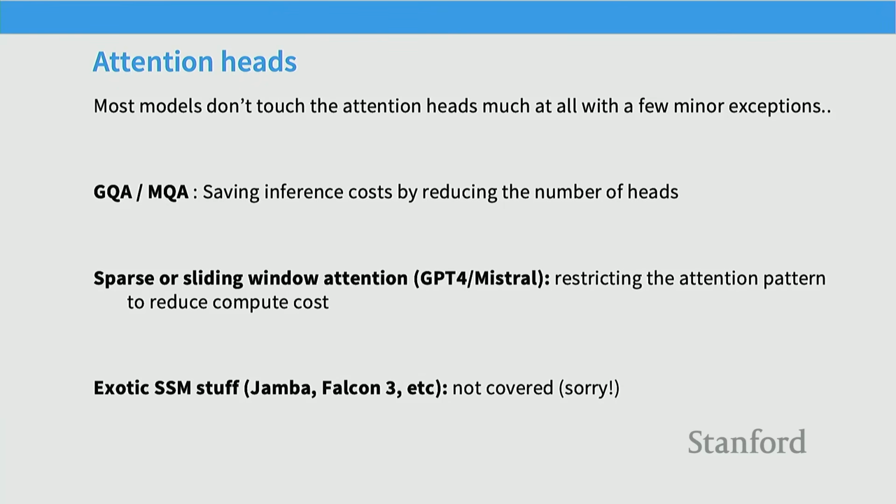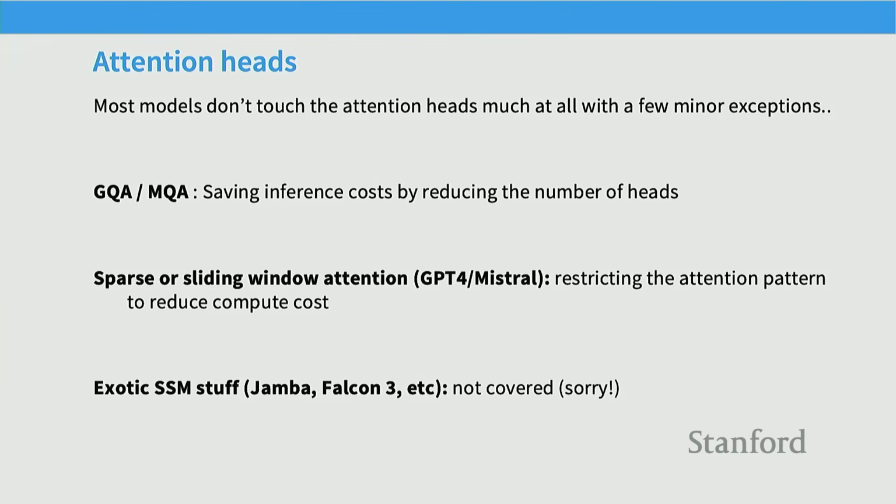So the first thing I'll talk about is GQA and MQA. These aren't really critical to the training time behavior of the models, but they're very important in understanding the inference cost and inference behavior of the models. And because this is an important architecture change, I'll mention them here, in addition to probably being mentioned by Percy in some of the inference lectures.